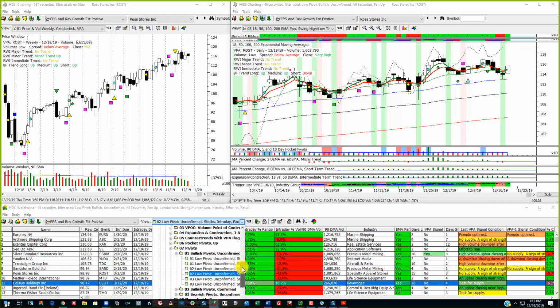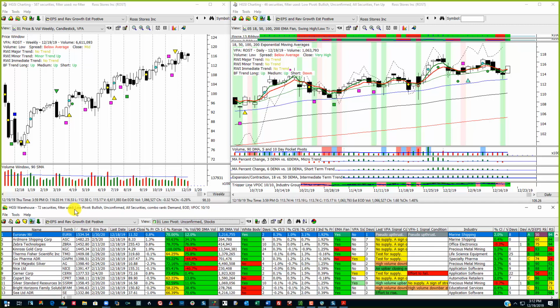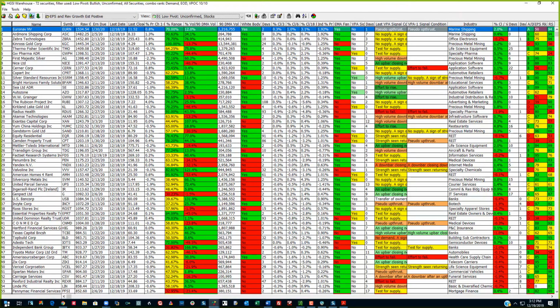I'm going to get away from the fan and just go to the low pivot, and there's 72 stocks in here. Now if you look at your PDF file, there's a couple of sorts towards the end. I just want to show you how you can use this to organize what you're looking for. And I'm going to use the night view or the end of day view. And if you look onto the last page, I say sort by the VPA signal.